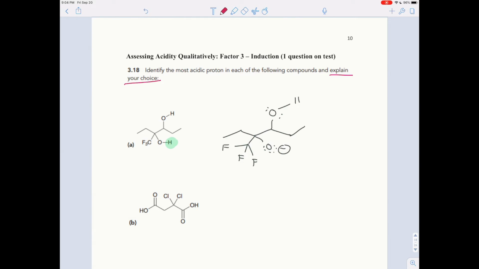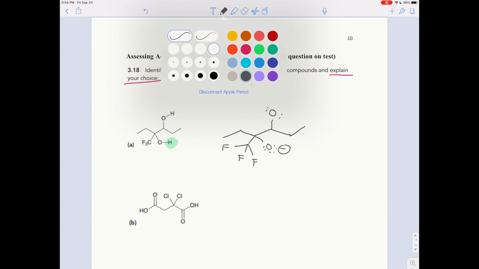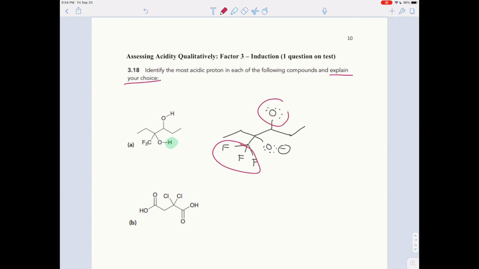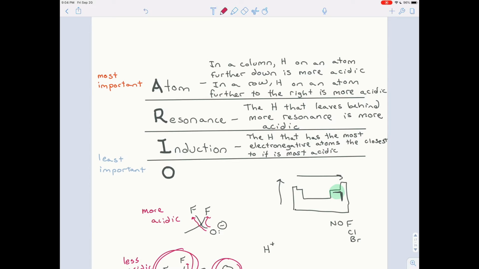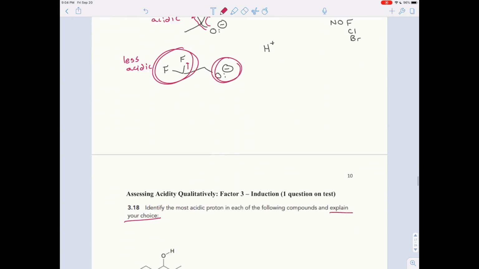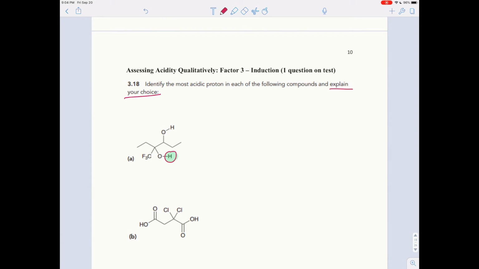The effect of the fluorines would not be as large on the other oxygen if that were the one with a negative charge, because the fluorines are further away, so the negative charge on this oxygen doesn't feel them as much. In other words, if we follow our rule, the hydrogen that has the most electronegative atoms nearby is the most acidic, and that hydrogen is this. It has the most electronegative atoms nearby.